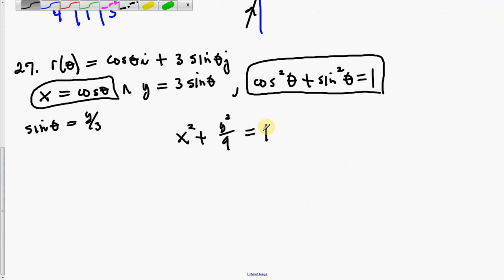Let's see if I can make that y a little bit better. Now, see if I can blow this up so you can see it. This is x squared over 1. I'm going to write that as 1 squared. Make that 9 3 squared. That's where it came from, right? So here we have an ellipse.